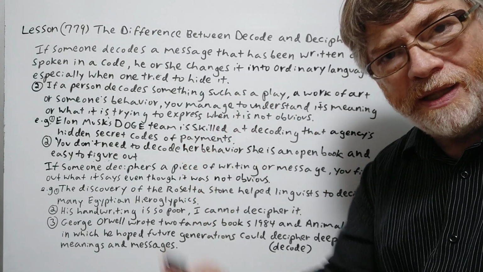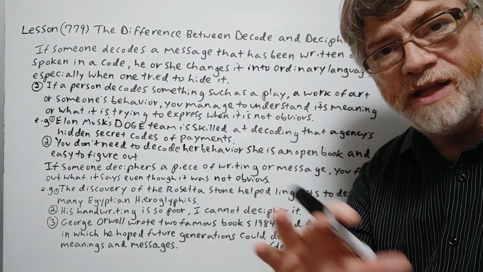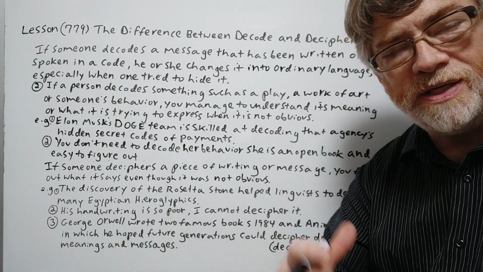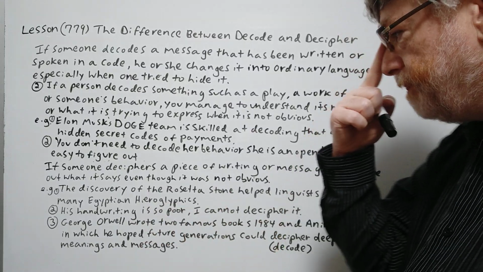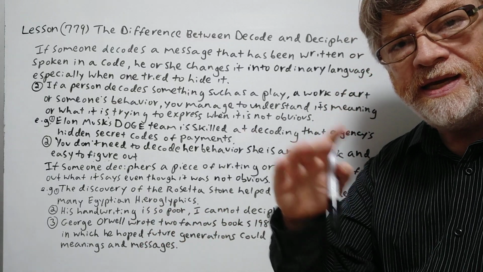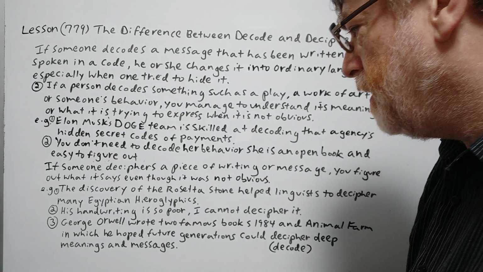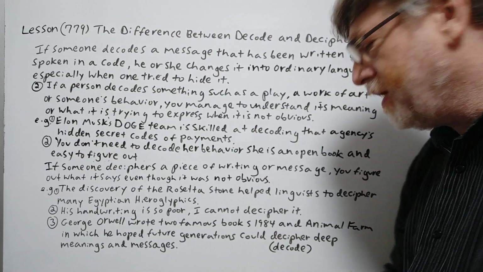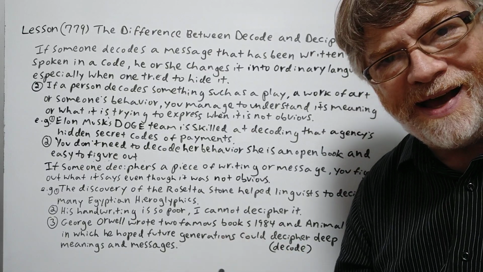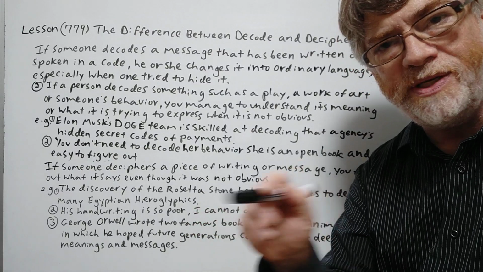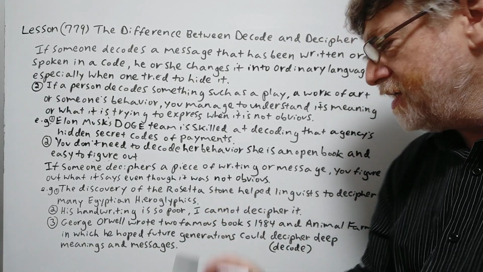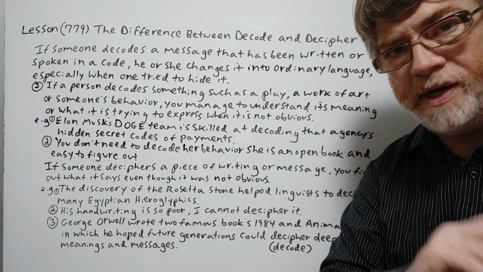But they could use the one language they knew really well and study the other ones to decipher it, to figure it out. It wasn't originally meant as a code. So in this case, I think decipher would be more likely. All right, number 2, his handwriting is so poor, I cannot decipher it. Well, yeah, obviously his handwriting, he wasn't trying to write something in a code. He just has very messy handwriting. So decipher would be more common in that sense.